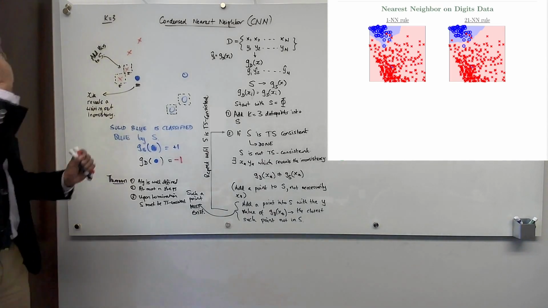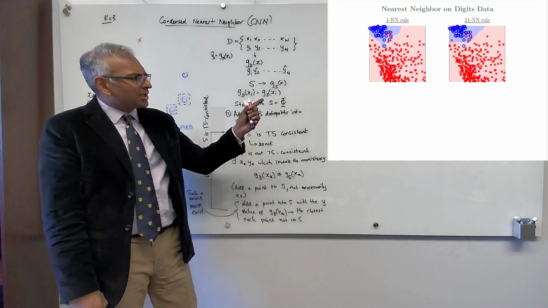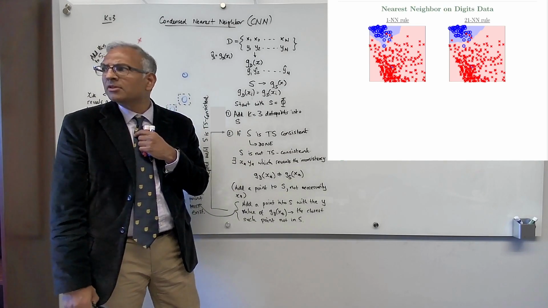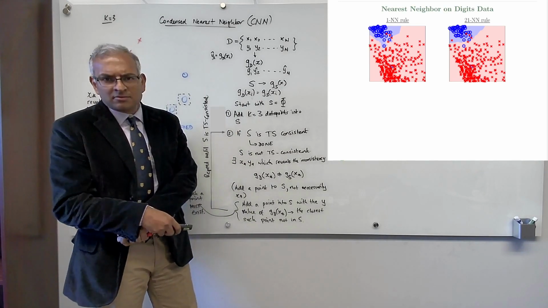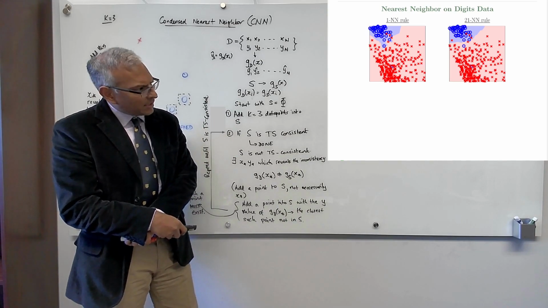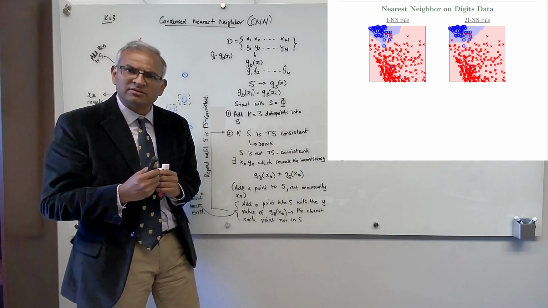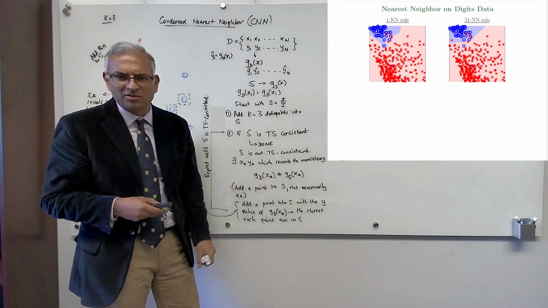Okay, so I'm showing you the digits data. We've seen this picture several times already. On the left, we have the one nearest neighbor algorithm, and on the right, we have the 21 nearest neighbor algorithm, so k bigger than 1. As you can see, the one nearest neighbor algorithm has a more complex decision surface. The 21 nearest neighbor algorithm is more smooth. So we've seen all these things before.